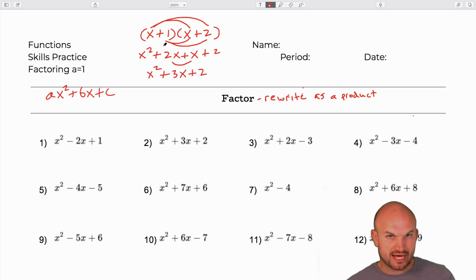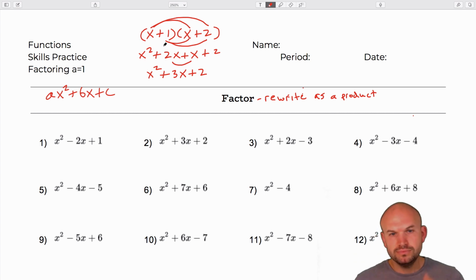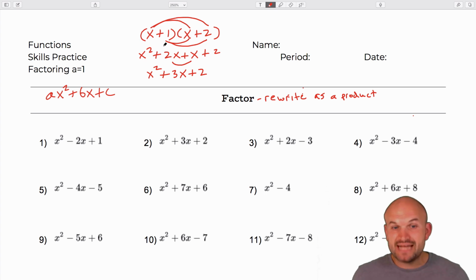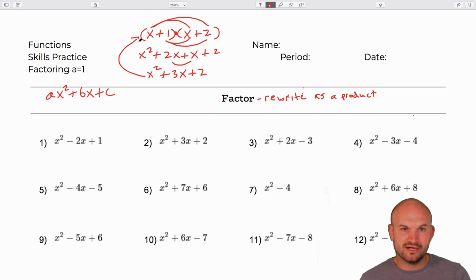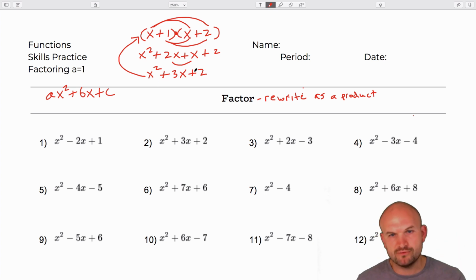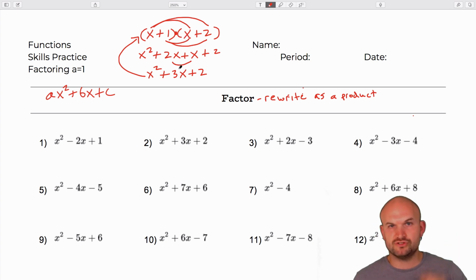So when we multiply two binomials, or at least these two linear binomials, they create this quadratic trinomial. And what's important about this is, again, these are binomials that are connected by multiplication. The process of going from here to here is just called factoring. That's what we're trying to do. We're trying to take our trinomial and rewrite it as a product of two binomials.